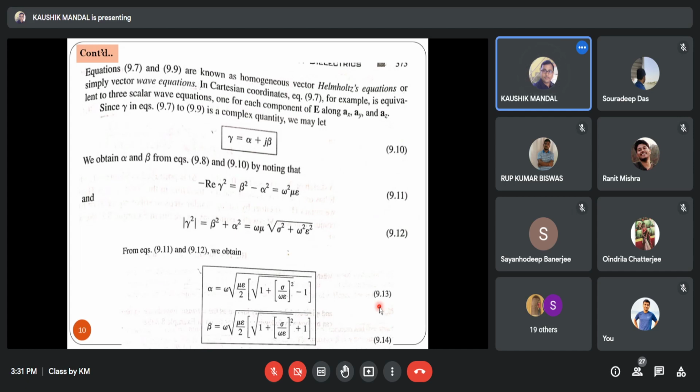Now we have already mentioned different types of medium: free space, lossy medium, lossless dielectric, good conductors. For different media, the value of sigma and the relation between sigma and omega epsilon are mentioned. So from that, you can find the value of alpha and beta for different media. But these are the general equations. You have to remember these general equations to derive the value of alpha and beta for a particular medium.